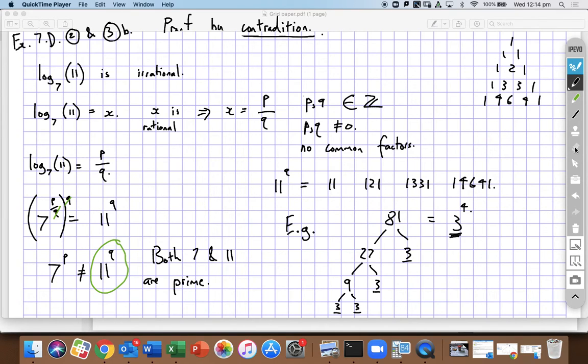So when we're considering our 11 to the power of q, there's no way that I could have a 7 inside of that 11 to the power of q expression. So because they're both prime, we can say this is a contradiction.